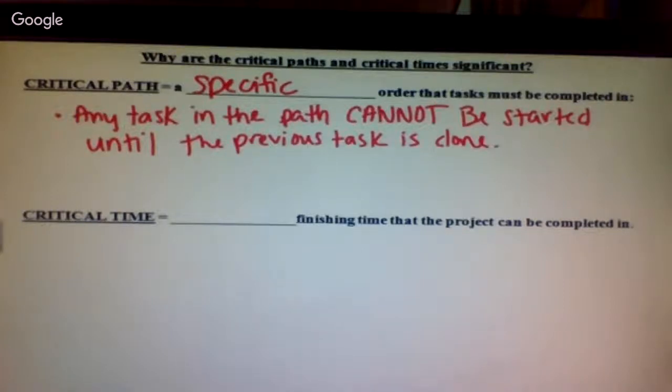Basically what you've done is you've created a list of your tasks that go in order according to your graph when you create a critical path. So it takes into account the prerequisites that have to happen before the others. Okay. Your critical time is the minimum finishing time that the project can be completed in.